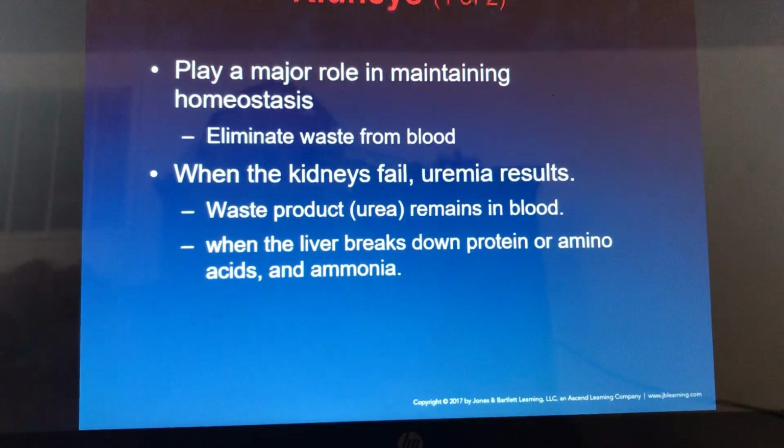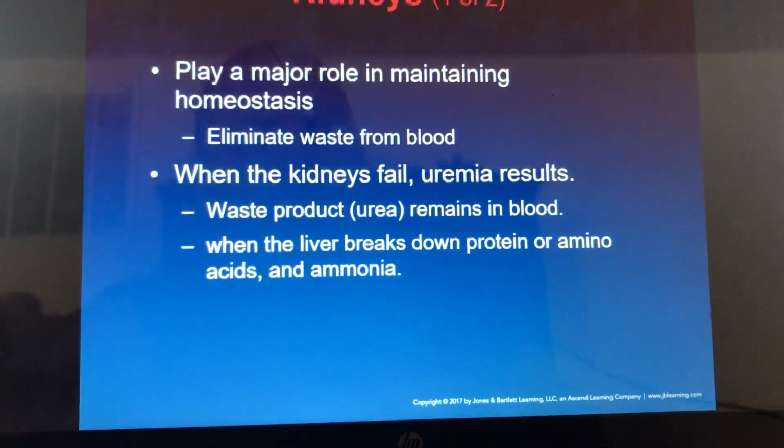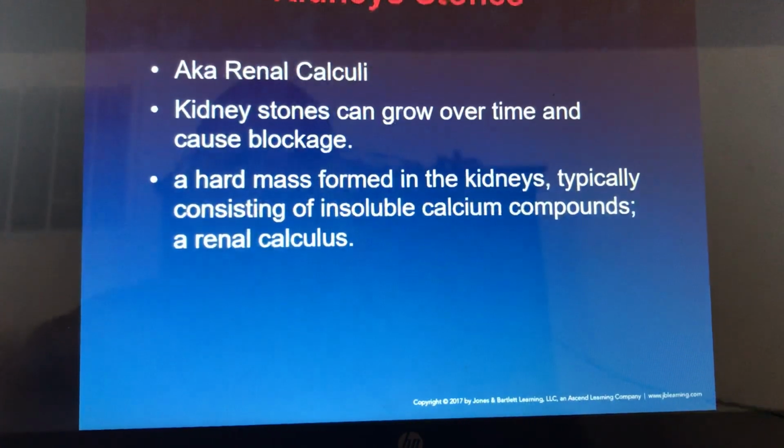Again, major function is to go ahead and eliminate waste. That is what it does. And it mainly takes a lot of the waste from the liver. So what can go wrong? You can get something called kidney stones, also known as renal calculi. And basically the kidney system is called renal, and calculi because it is made of calcium. They're calcium deposits.